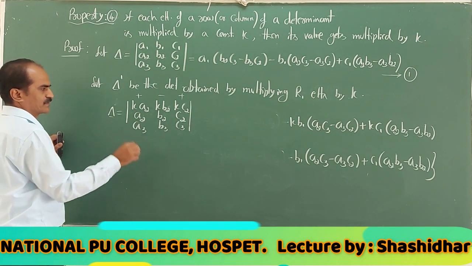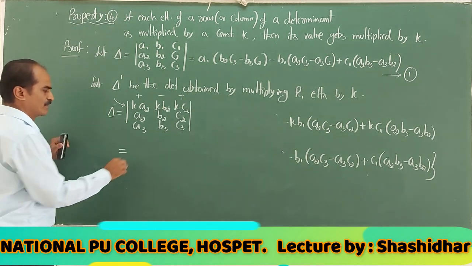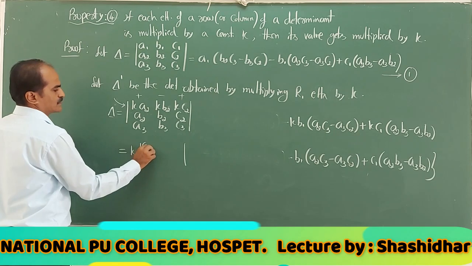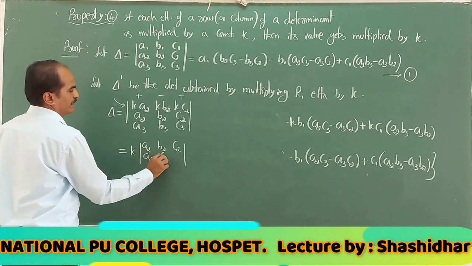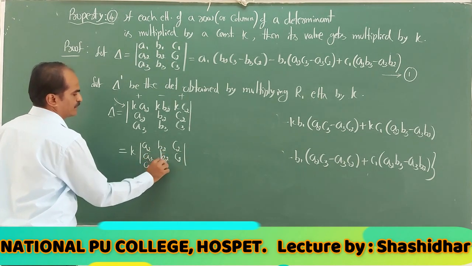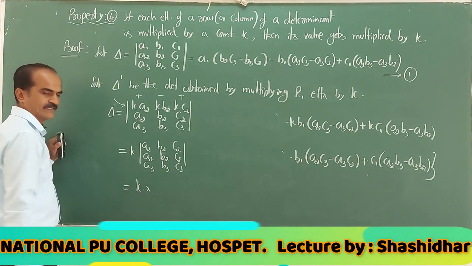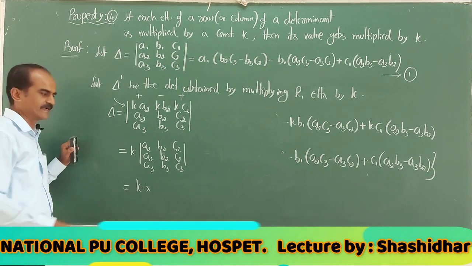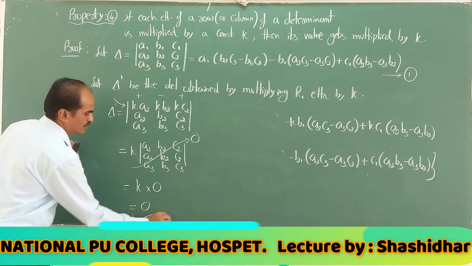Just now we showed that if first row elements are multiples of k, I can take that k common. Take k common from the first row. So what we get? A1, B1, C1 become A2, B2, C2. Second row A2, B2, C2. Third row A3, B3, C3. One more property we discussed: in a determinant if two rows or two columns are identical, the value reduces to 0. Now k times 0 equals 0.